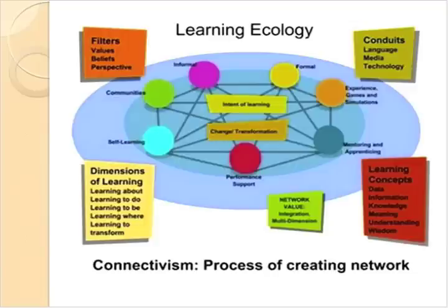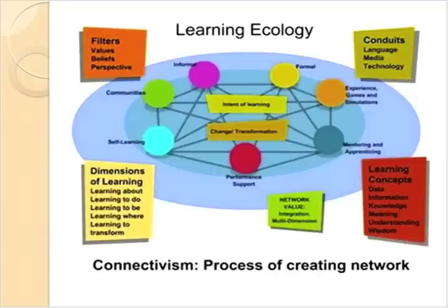So Siemens maintained that learning can occur in many places, formats, and processes, as indicated by all of these nodes in the diagram. So in addition to formal education, learning can occur through games and simulation, mentoring, and apprenticeship. And also performance support and self-learning, formal and informal environments. And all of these nodes are connected together to form a learning network, resulting in knowledge transfer and effective learning. Once this network has been established, the flow of information can move from one domain to another.